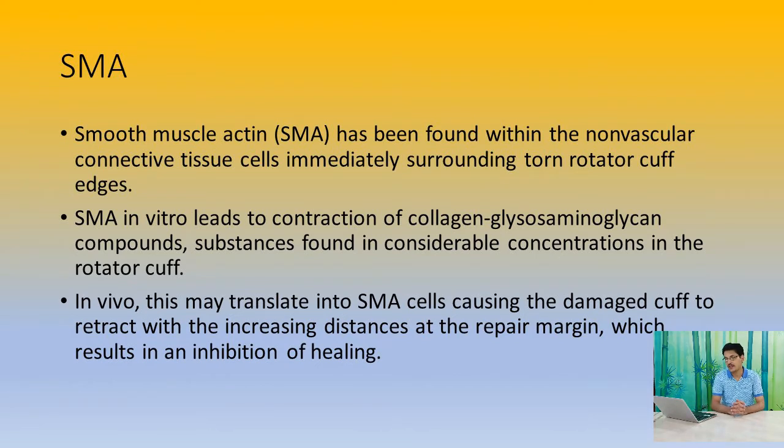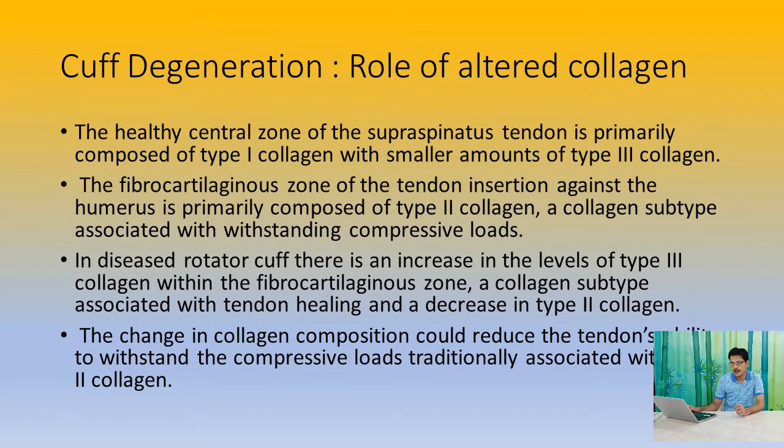Now coming to biochemistry, SMA, that is the smooth muscle actin, has been found in the non-vascular connective tissue cells immediately surrounding the torn rotator cuff edges. SMA in vitro leads to contraction of collagen glycan compounds, which are found in substantial concentrations in the rotator cuff. So in vivo, this may translate into SMA cells causing the damaged rotator cuff to retract with increasing distance in the repair margin, which results in inhibition of healing. So what it means is that SMA reduces the healing phenomenon and it causes progression of the tear over time.